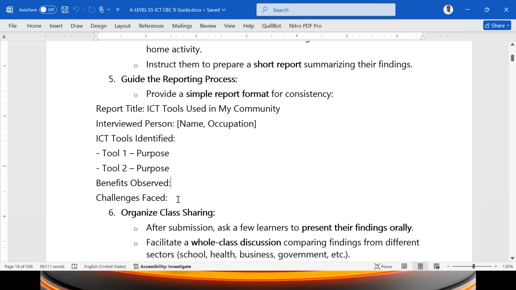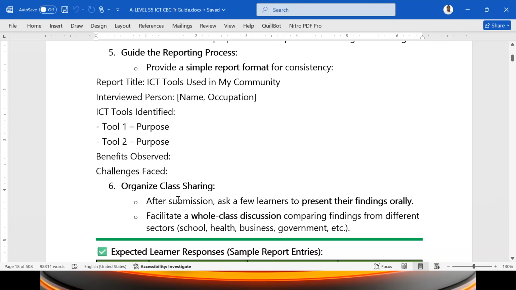Challenges faced, write them. Number 6, organize class sharing. After submission, ask a few learners to present their findings orally. Facilitate a whole class discussion comparing findings from different sectors: school, health, business, government, etc.